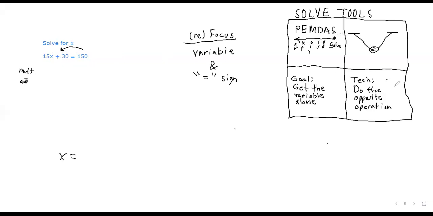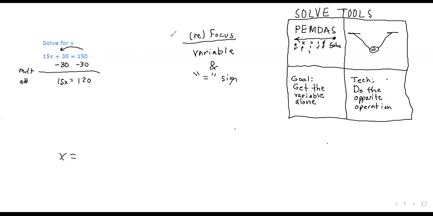And what's our technique? We're going to do the opposite of addition, so that's going to be subtraction. We're going to subtract 30. And remember, whatever we do on one side of the equal sign, we have to do on the other. So we're going to subtract 30 from the other side of the equal sign as well. Plus 30 minus 30 gives us 0. We end up with 15x equals 150 minus 30, which gives us 120. We simplify that number out.